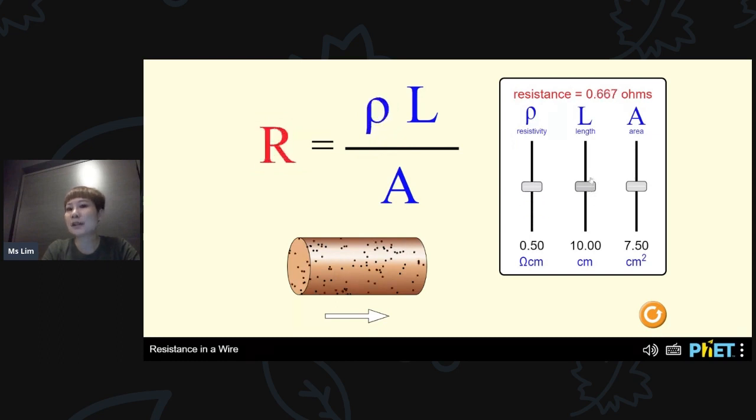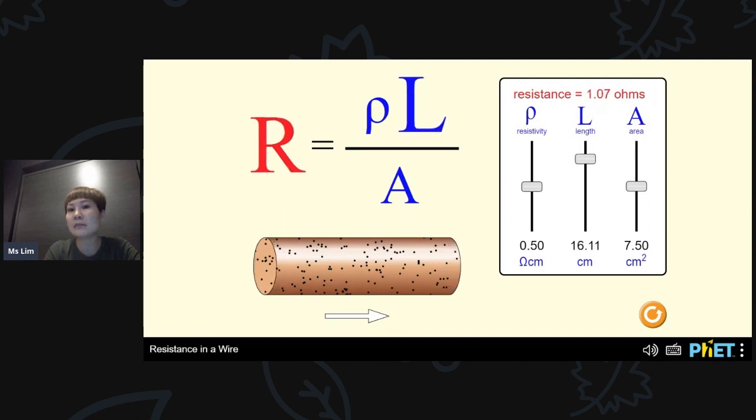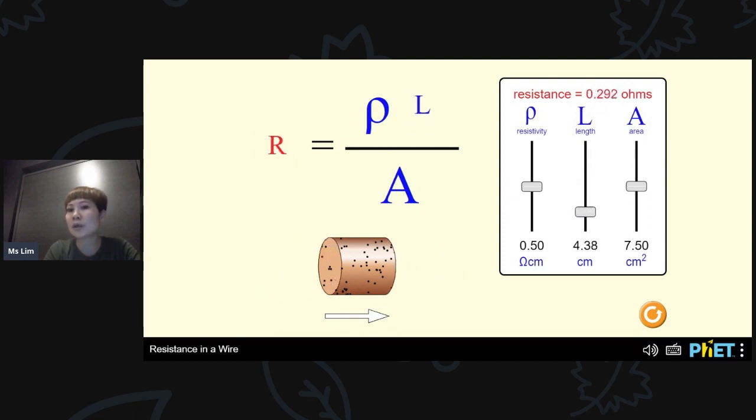Now, if I were to change the length, remember, the longer the length, the more resistance there will be. Therefore, when you're charging your phone, don't use a long wire. Use a shorter wire so that you allow the current to move quickly, therefore allowing the energy to be transferred to your phone faster. So can you see, the longer the wire, the more resistance it provides. The shorter the length, the lower the resistance.